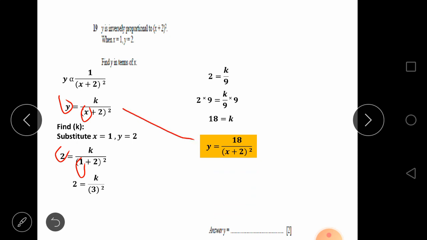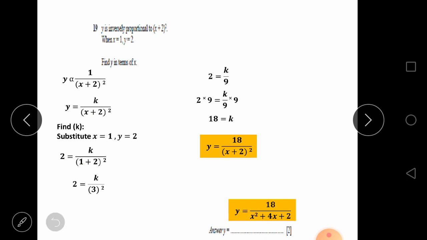This will be y equals 18 instead of k, divided by x plus 2 squared. Or we can expand this perfect square in the form of x squared plus 4x plus 4. So we'll get y equals 18 over x squared plus 4x plus 4.